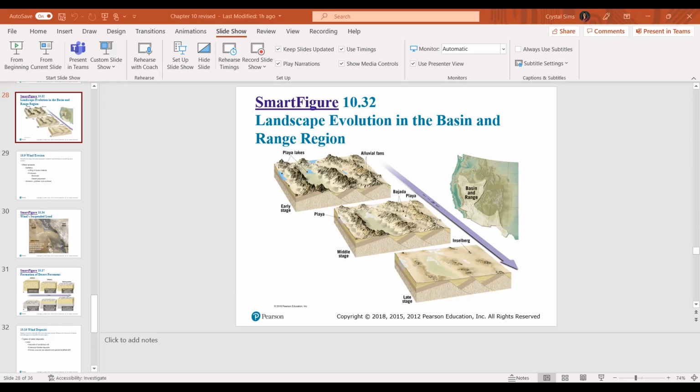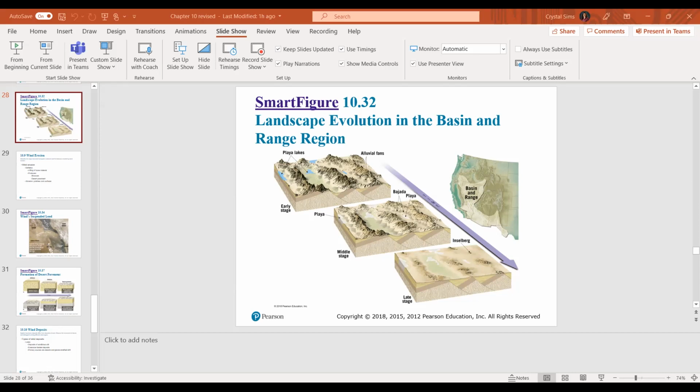Now, as erosion goes to work on the ranges and transports sediment downhill into the basins, we get a couple of different features. Prominent are the alluvial fans. These are basically big piles of sediment that are produced where the canyons draining the mountains end up meeting the valley floor. If there are particularly low spots, they may accumulate water, and that is present in the form of these playa lakes that you see here.